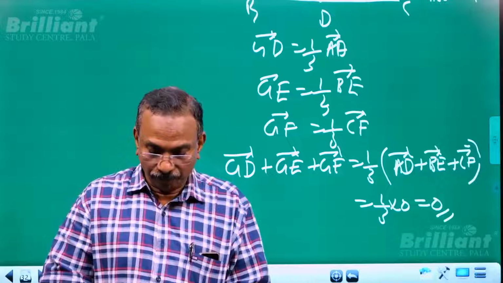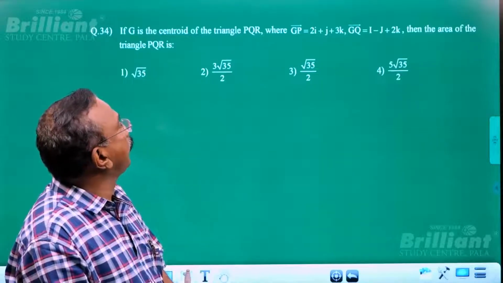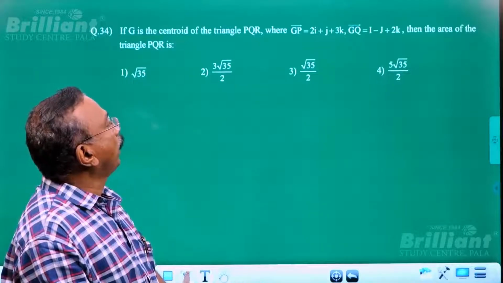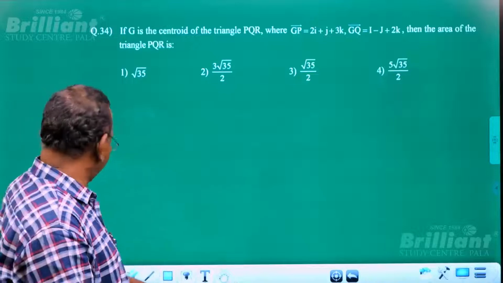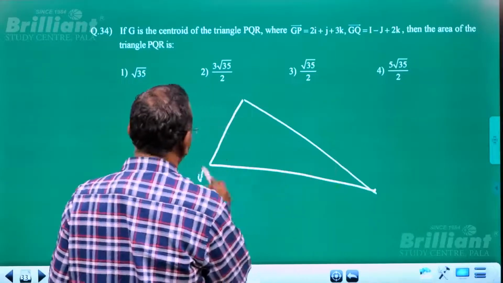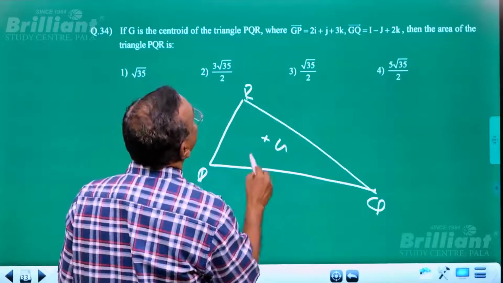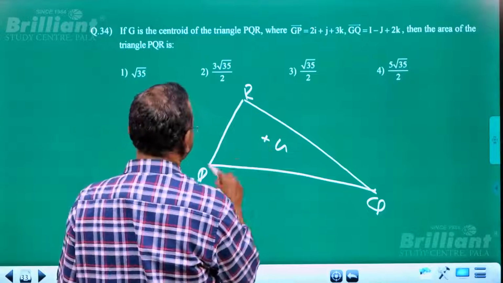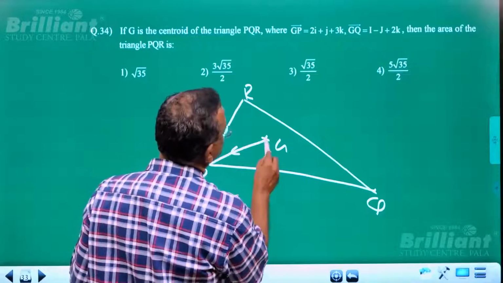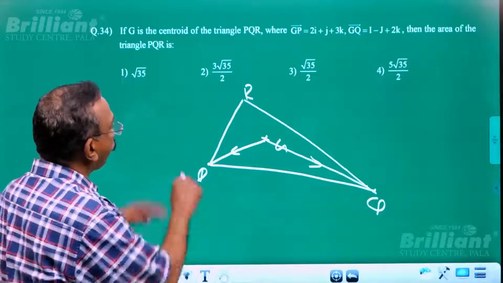Now question 34. If G is the centroid of triangle PQR, where GP is equal to 2i plus j plus 3k, and GQ is i minus j plus 2k, then find the area of triangle PQR. We already discussed this. Look here, this is a triangle, I mark them PQR, and G is there. GP is given, and at the same time GQ is also given, and you want to find the entire area.